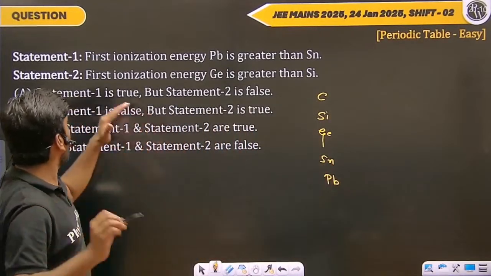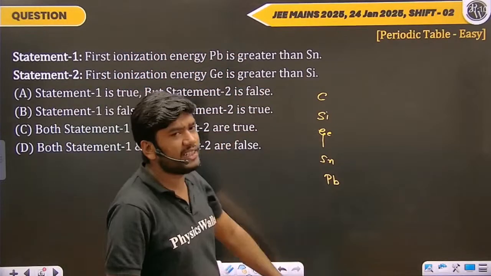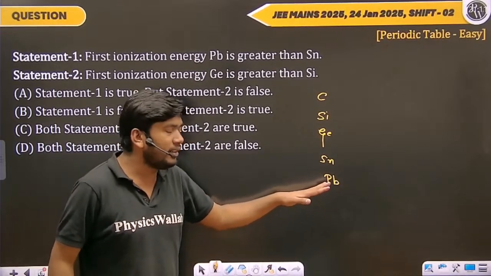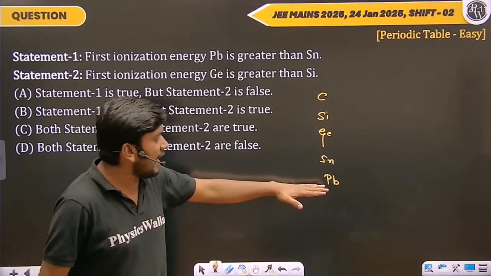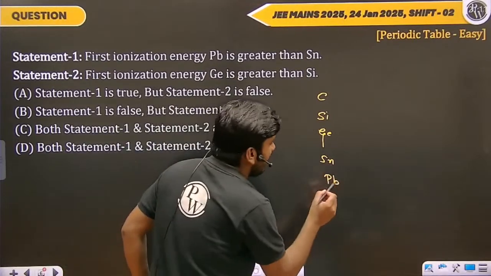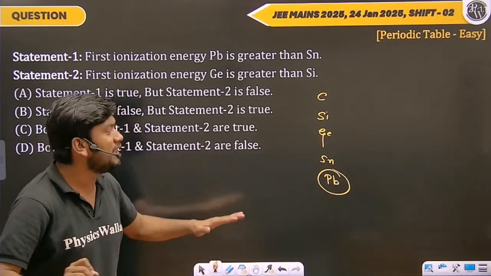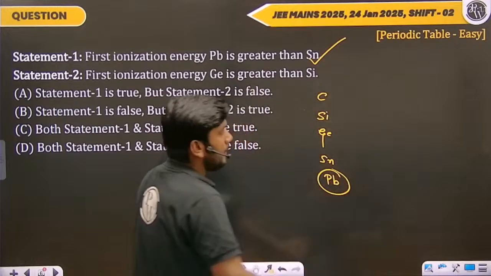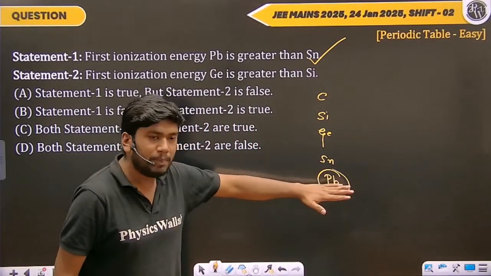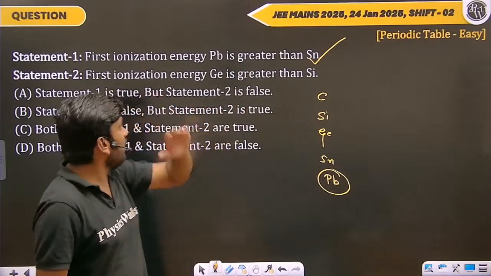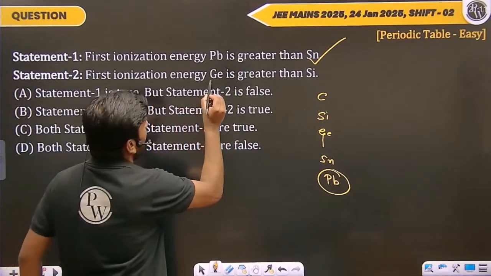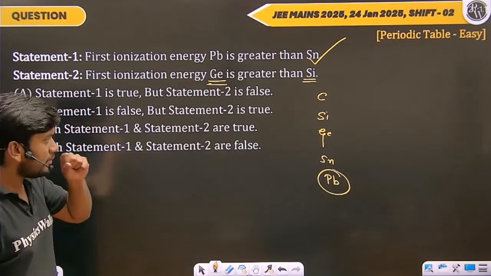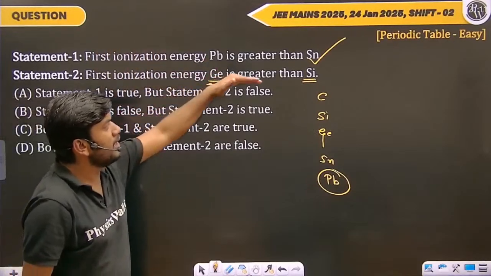Okay, we know very well about the first ionization energy: the first ionization energy of Pb is greater than Sn. Is it correct or not? We perfectly know that at lead, lanthanide contraction is dominating. When the lanthanide contraction is dominating, the first ionization energy of lead must be higher than Sn. We properly know. Now the first statement is perfectly correct. Now see the next statement: the first ionization energy of germanium is greater than Si.